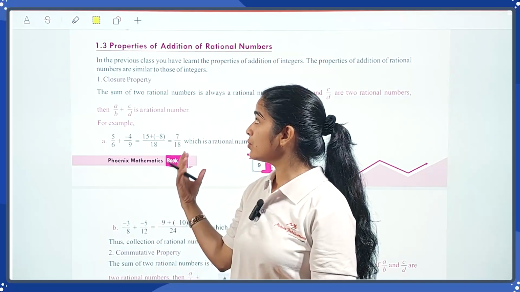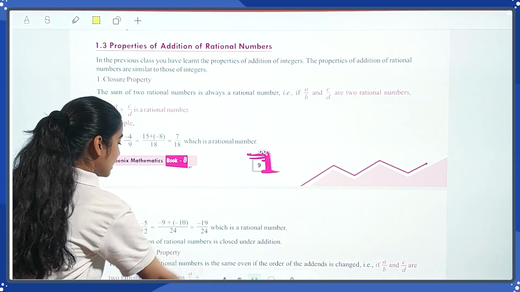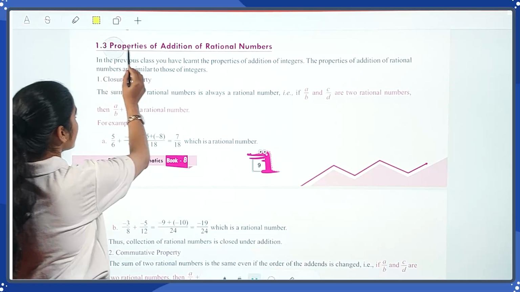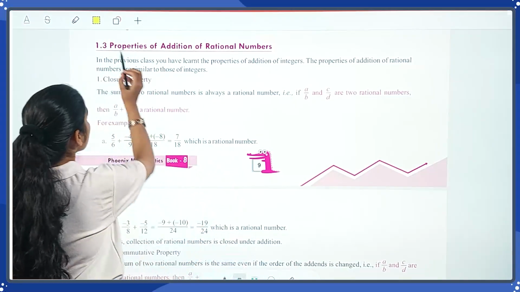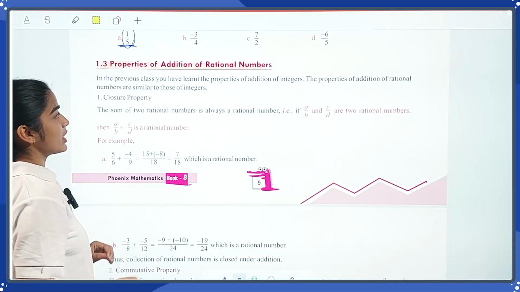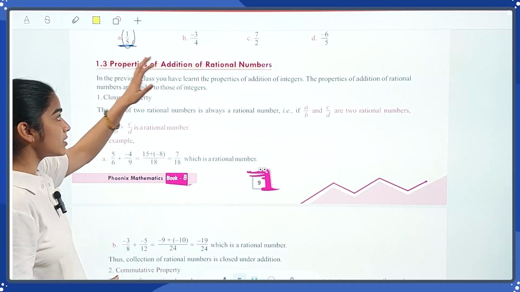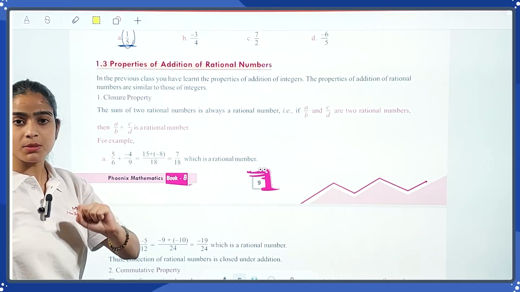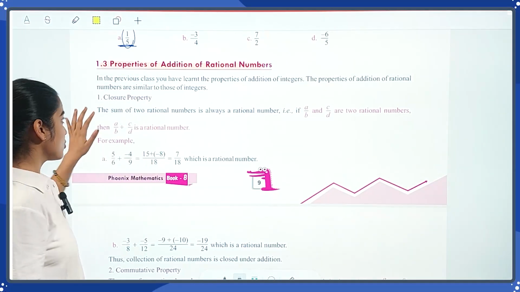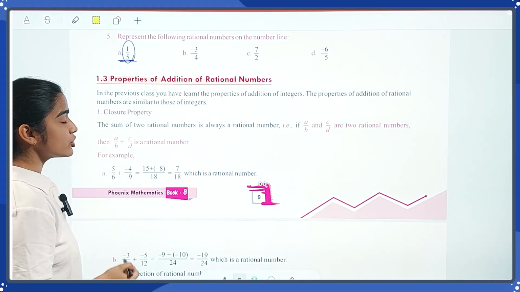Now we have a new concept, which is properties of rational numbers. So in this concept, what do we have to learn about? Properties of addition of rational numbers. It means that while we perform the addition operation over rational numbers, we have to keep these kinds of properties in mind. In the previous class, we learned the properties of addition of integers.